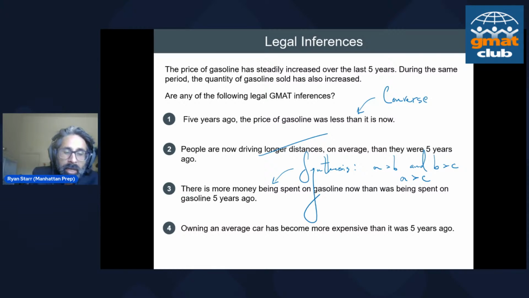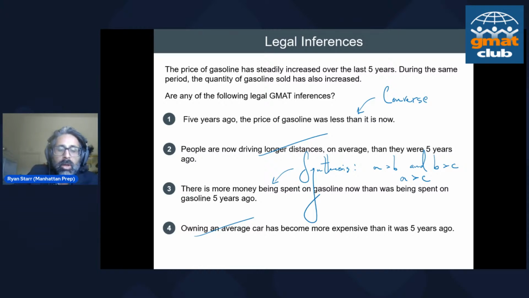4, owning an average car is a new term, which is going to be problematic here. And of course, that's because owning an average car is more general than simply the price of gasoline, right? Owning an average car is also repairs, insurance, car payments, and stuff like that. And so even though the price of gasoline has definitely gone up over those 5 years, maybe those other expenses have somehow miraculously come down. All right. Careful about answers that generalize a bit too much. And of course, careful about answers with new terms.